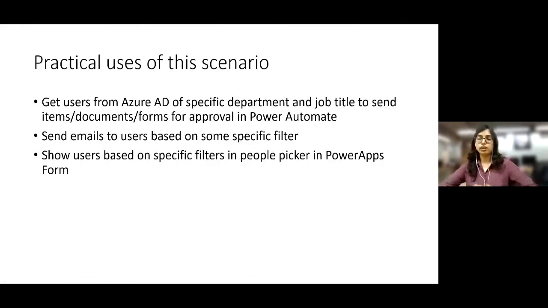So what are the practical uses of the scenario which I showed you, like using Graph API from a custom connector? One of the reasons I would use this is that if I'm using Microsoft 365 and I don't have a Power Automate or Power Apps Plan 1 or Plan 2, then I cannot use HTTP actions in my Power Automate flow. So how do I use Graph API in that scenario?